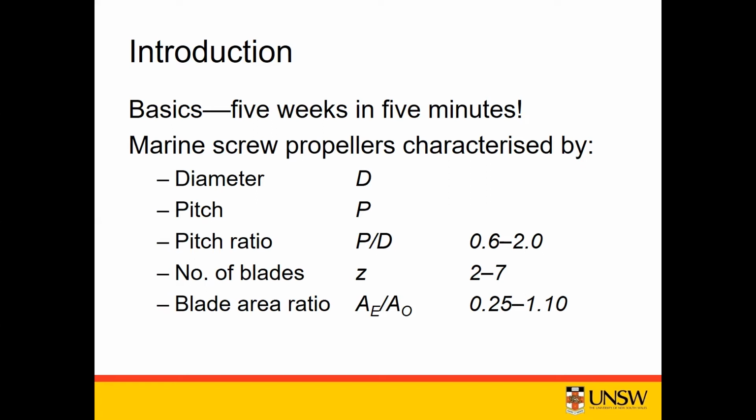The blade area ratio, that's the expanded blade area divided by the propeller disc area, typically ranges from 0.25 for yacht propellers up to 1.1. Most commercial propellers, I would say, have a lower limit of about 0.35 or 0.4, up to 1.1, where the blades actually overlap on the propeller. The propeller manufacturer will find it very difficult to cast a propeller with overlapping blades, but they can do it, and it's not a problem.